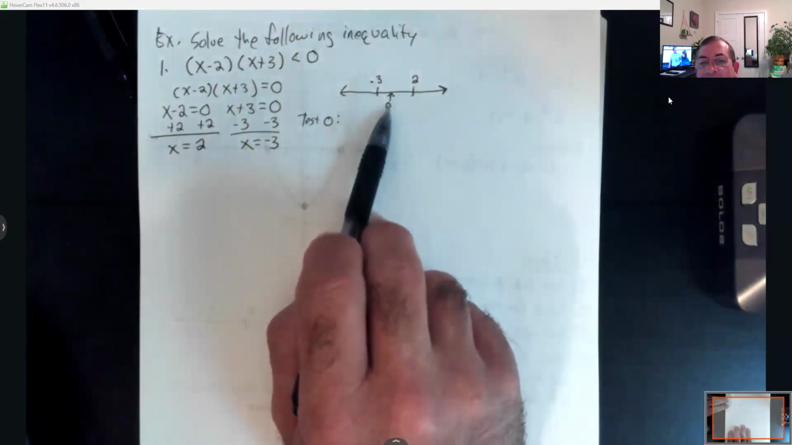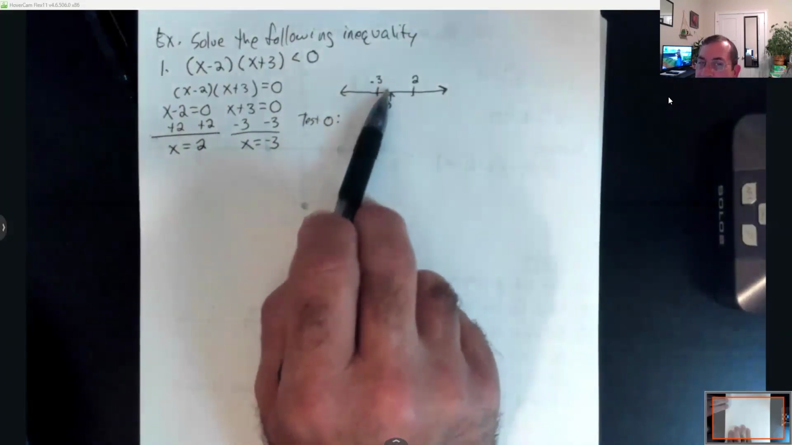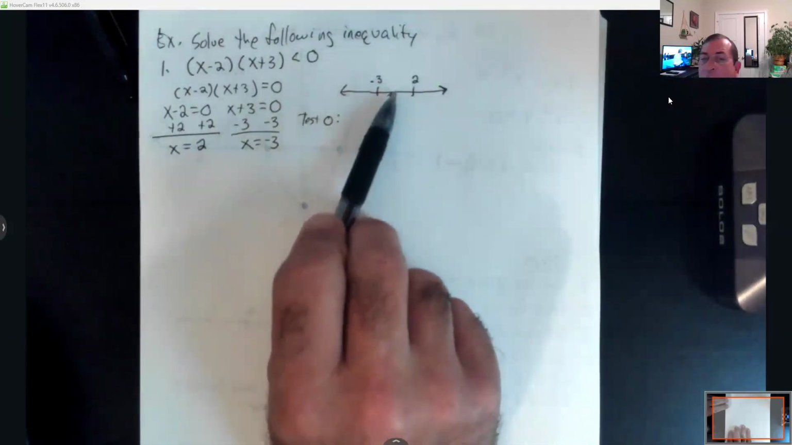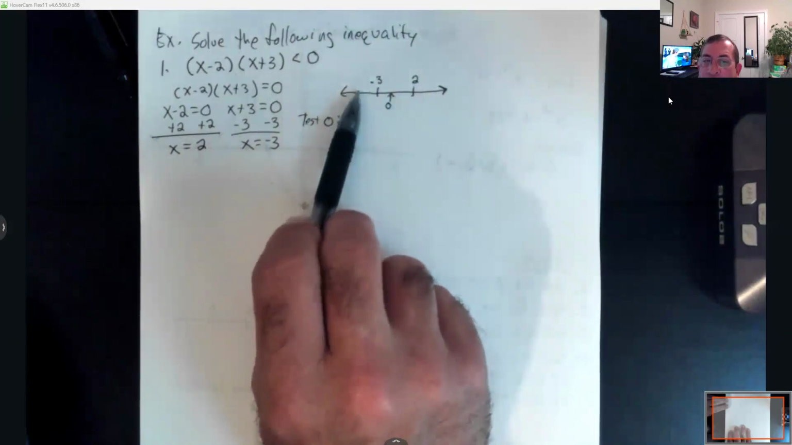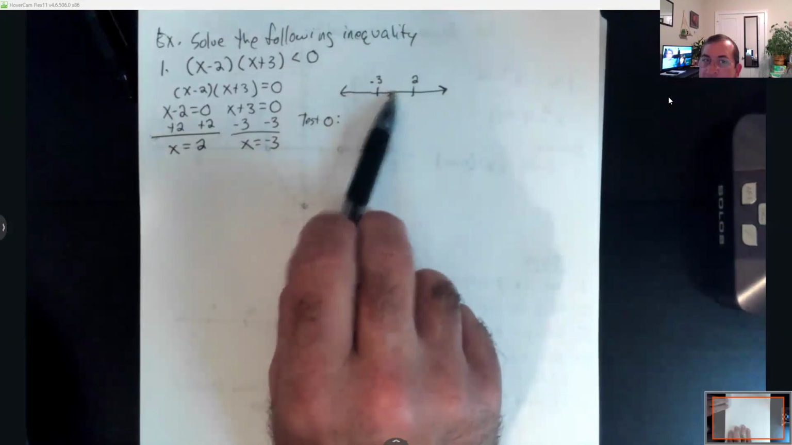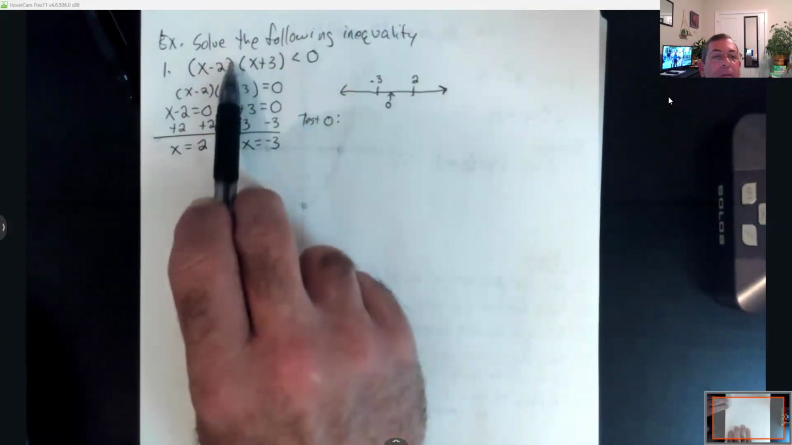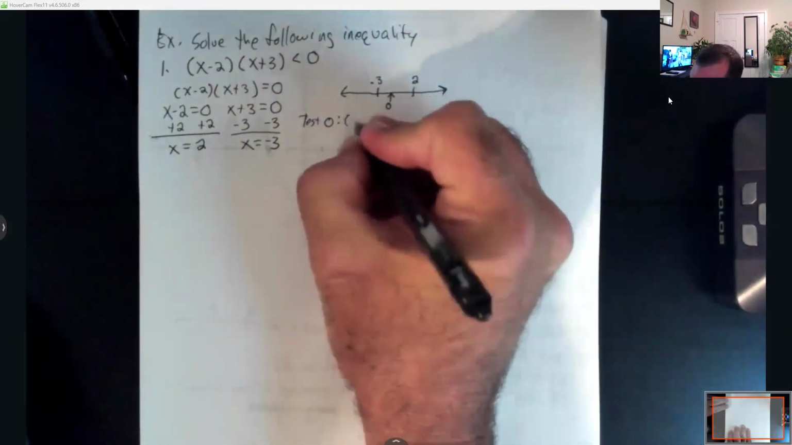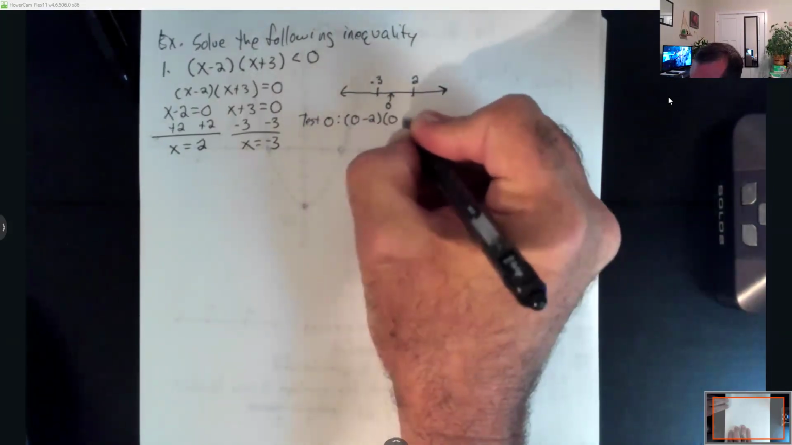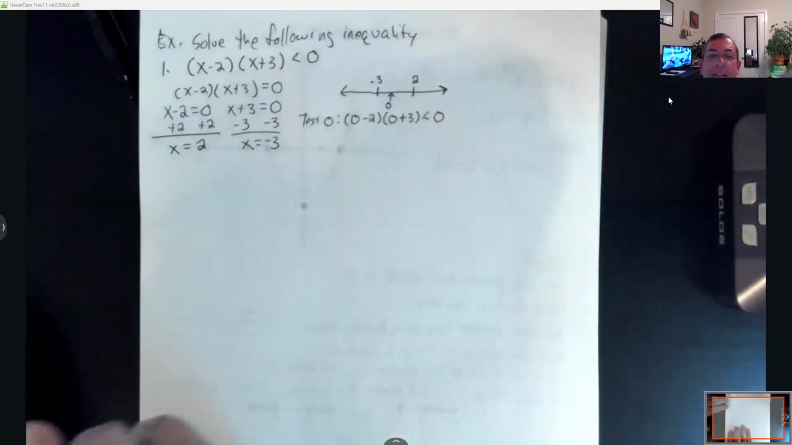So we're going to test 0 in this polynomial. If it's true, we're going to shade that in the middle. If it's false, we're not going to shade the middle. We're going to shade the outsides. Okay? They're either going to shade in the middle or on both of the outsides. Okay? So y'all, let's put a 0 in for this inequality. I got 0 minus 2 times 0 plus 3 has to be less than 0.